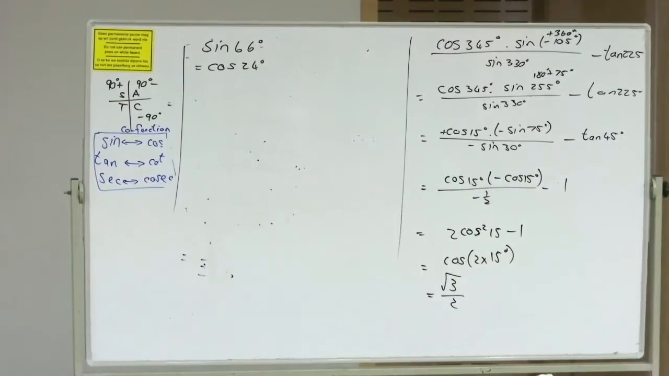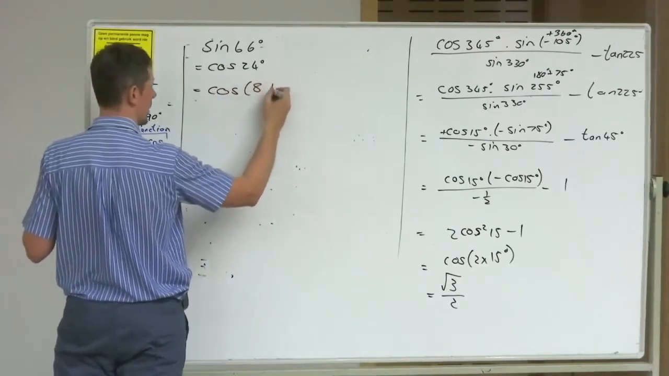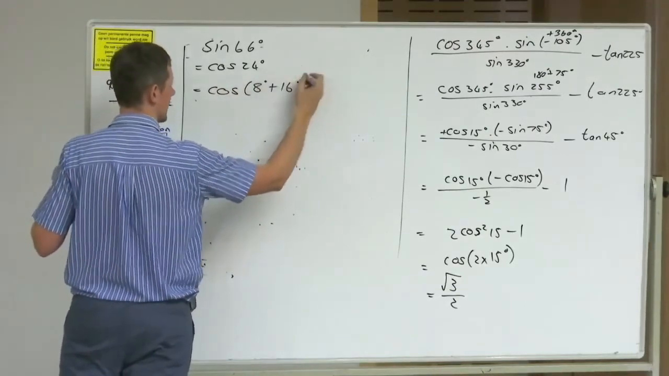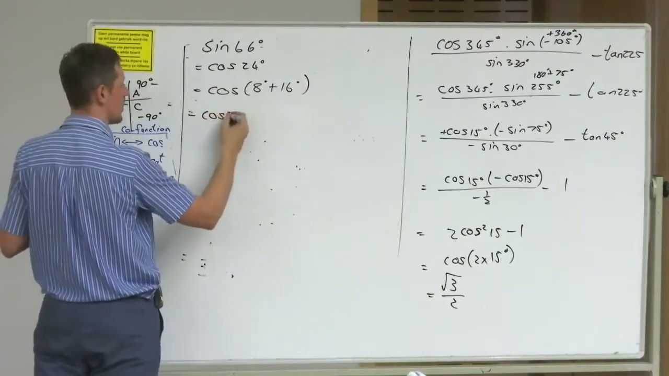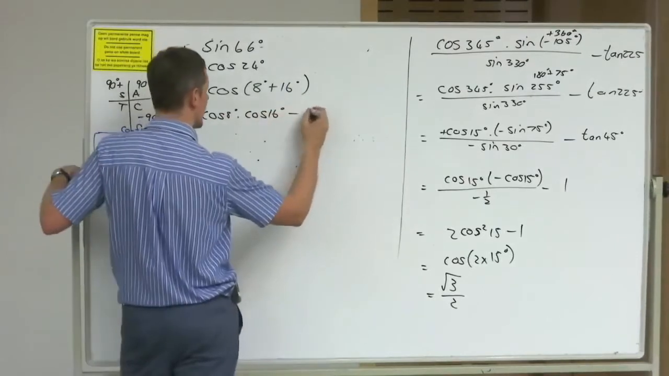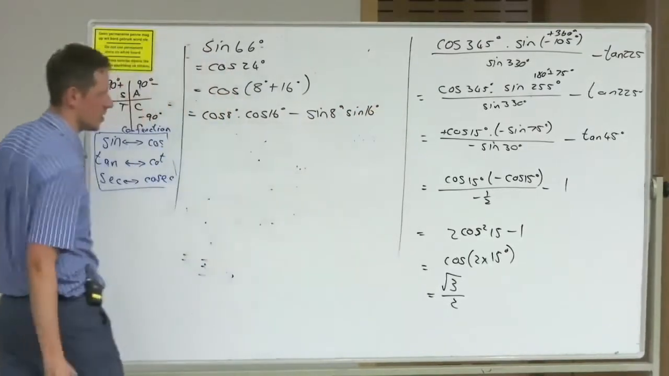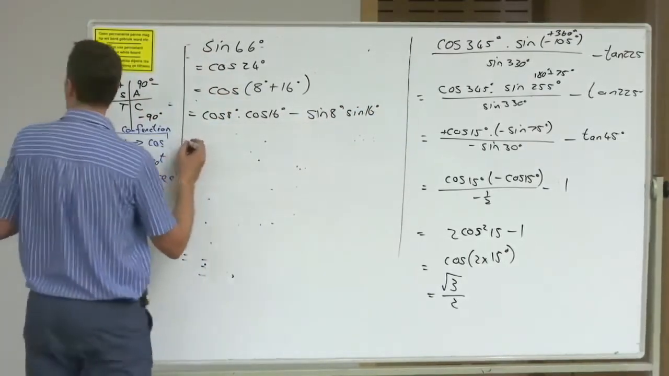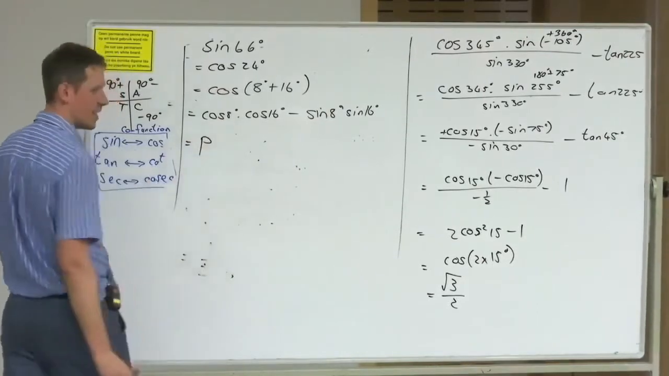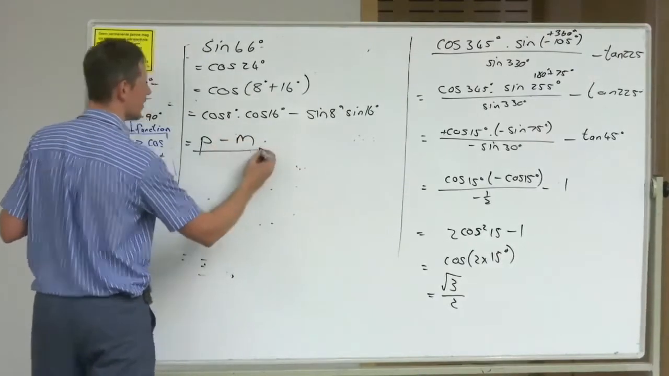Cos of 24, now 8 and 16, that goes to 24. So I'm going to try and say, okay, I don't have any other choice except to expand. So this is going to give me cos of 8 degrees times cos of 16 minus sine of 8 degrees sine of 16. But wait, that is P. And that is M. And there's your answer.